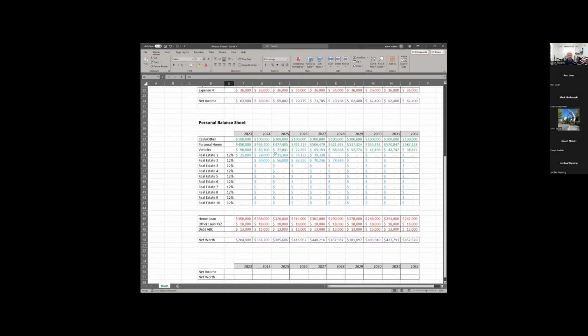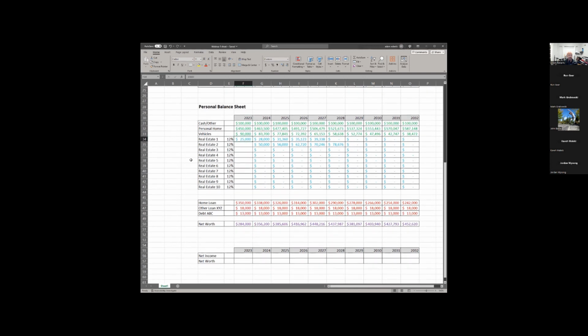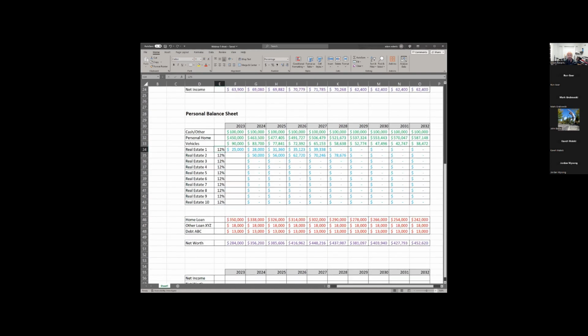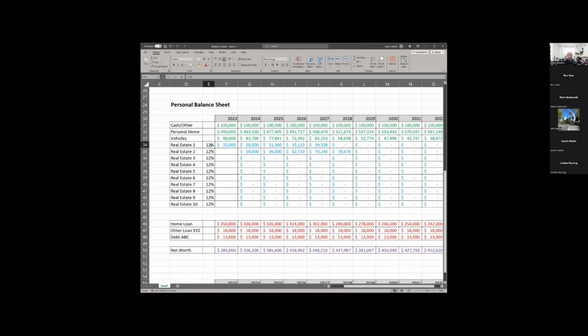So I actually already started messing around with it. I said in 2023, we're going to make our first real estate investment, 25,000. And you can see with the rate of return of 12%, let me zoom up on this, that investment grows over time. And then I just hypothetically said, well, it's going to sell in the 5th year. So it's not a 10-year investment, it's a 5-year investment.